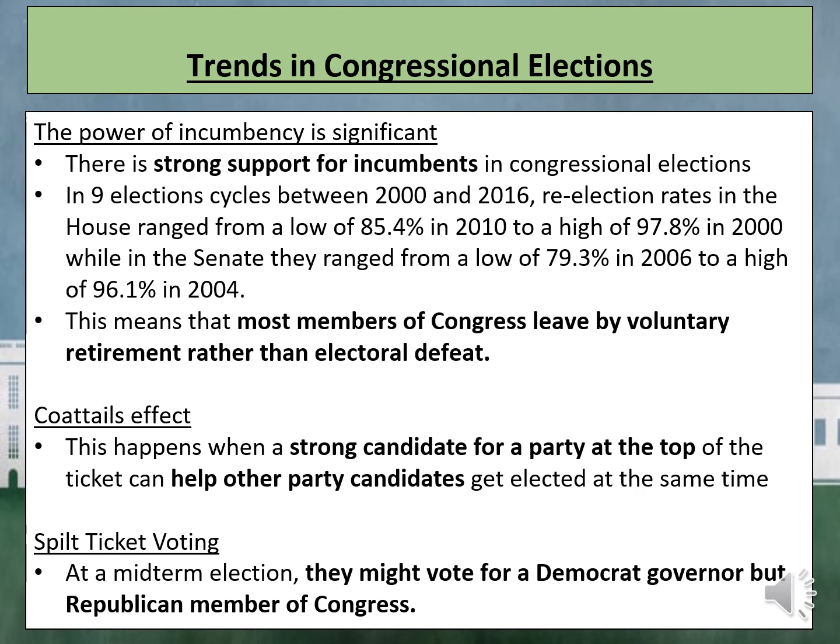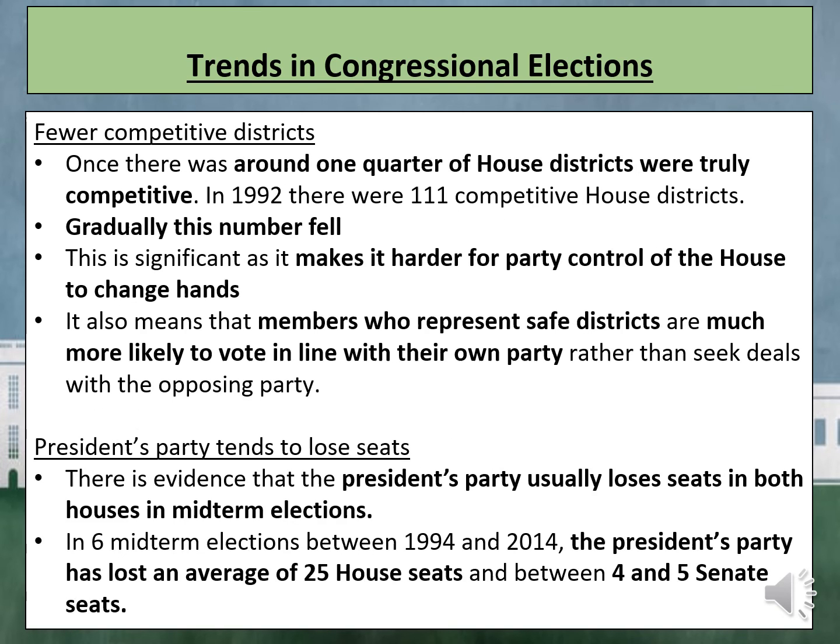Lastly, there is split ticket voting. This has been covered earlier in the revision video, but this is a huge trend of congressional elections. At a midterm election, they might vote for a Democrat governor, but a Republican member of Congress.